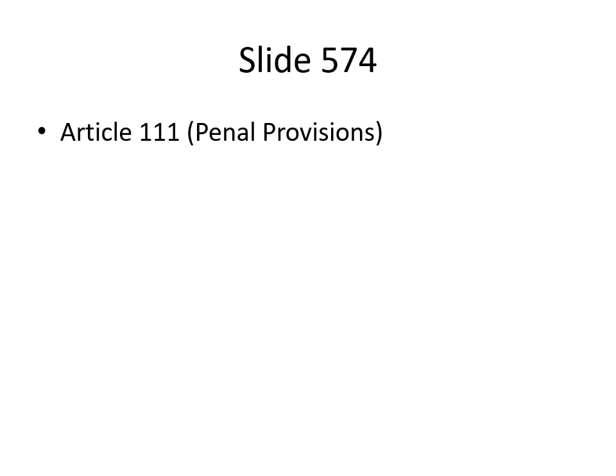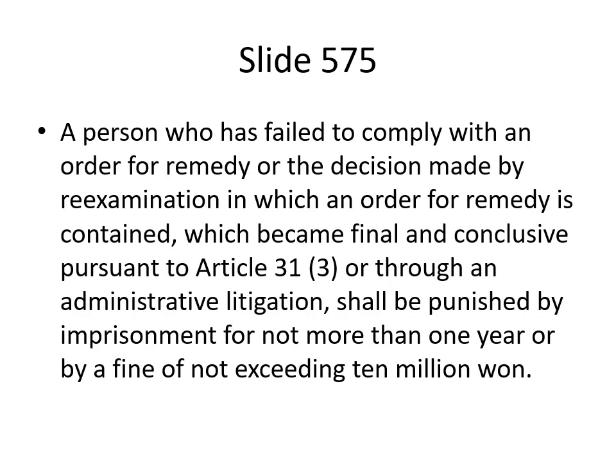Article 111, Penal Provisions. A person who has failed to comply with an order for remedy or the decision made by re-examination in which an order for remedy is contained, which became final and conclusive pursuant to Article 31(3), or through an administrative litigation, shall be punished by imprisonment for not more than 1 year or by a fine not exceeding 10 million won.